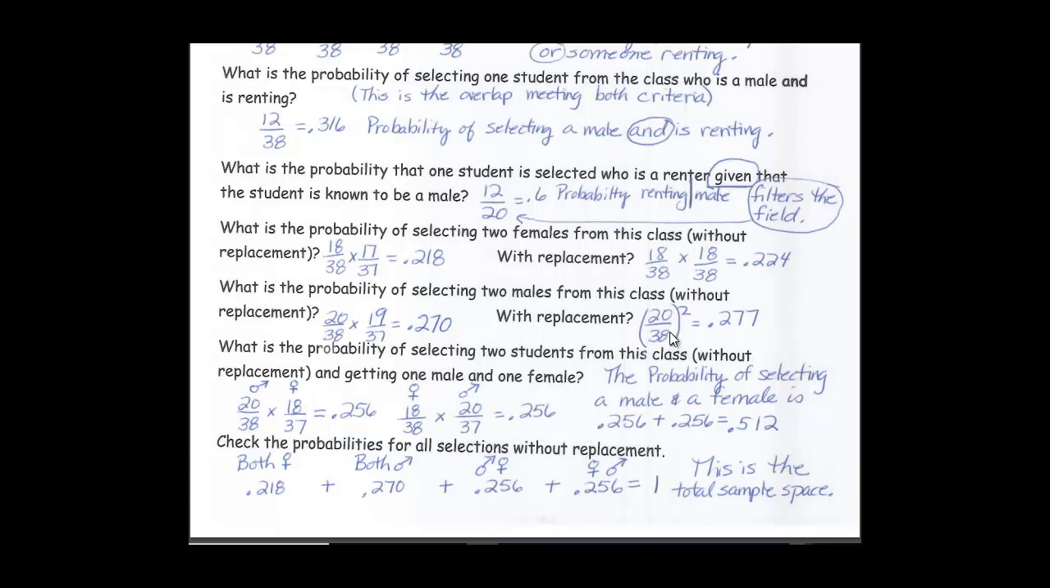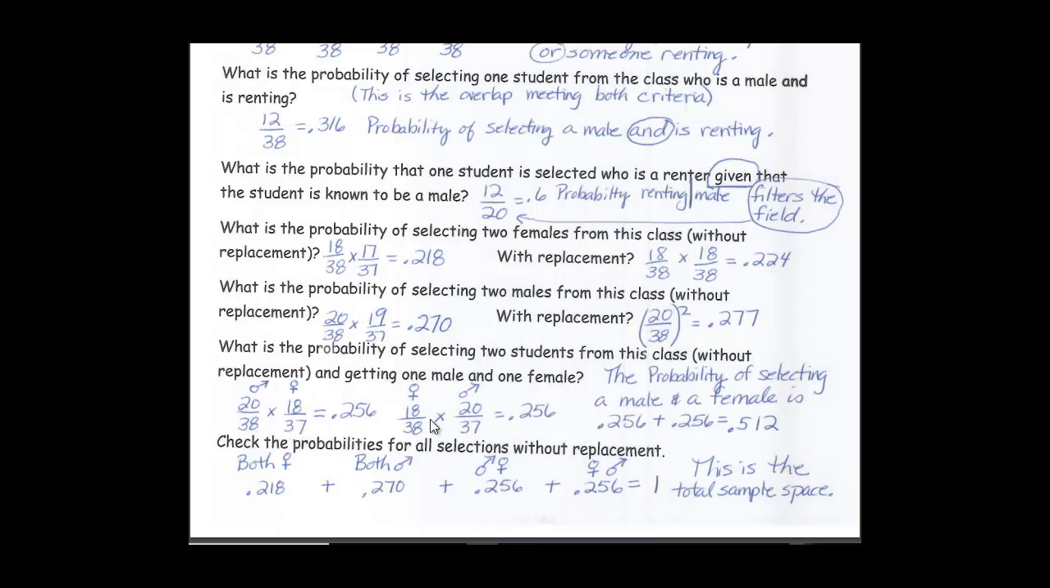Okay, what is the probability of selecting 2 students from this class without replacement and getting 1 male and 1 female? Now, it doesn't specify whether the male is first and the female is second, or if the female is first and the male is second. And we need to recognize those are 2 different events. So when we look at the number of males out of 38, if we assume the male is going to be first, we'd have 20 out of 38. Our second selection, we still have 18 females in there, but we have 1 less total, so we'd have 18 out of 37. And again, we're going to take the product of those 2 probabilities.